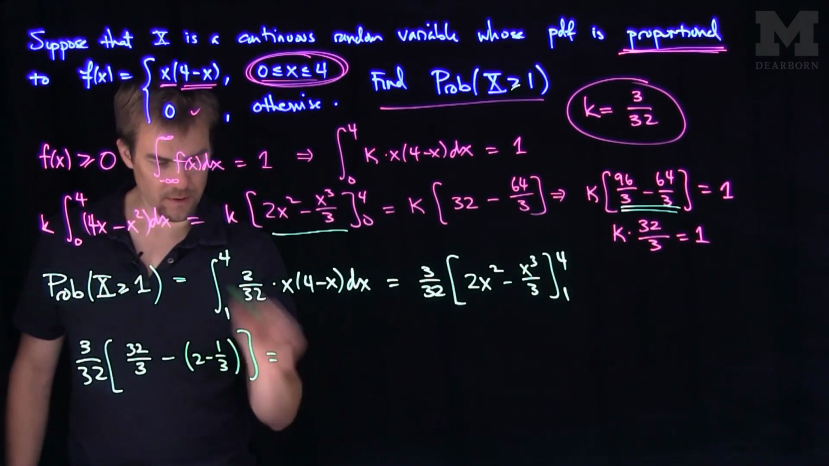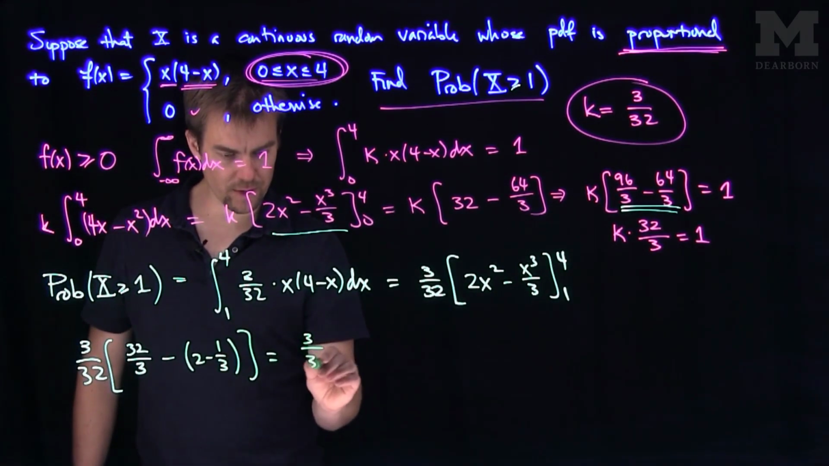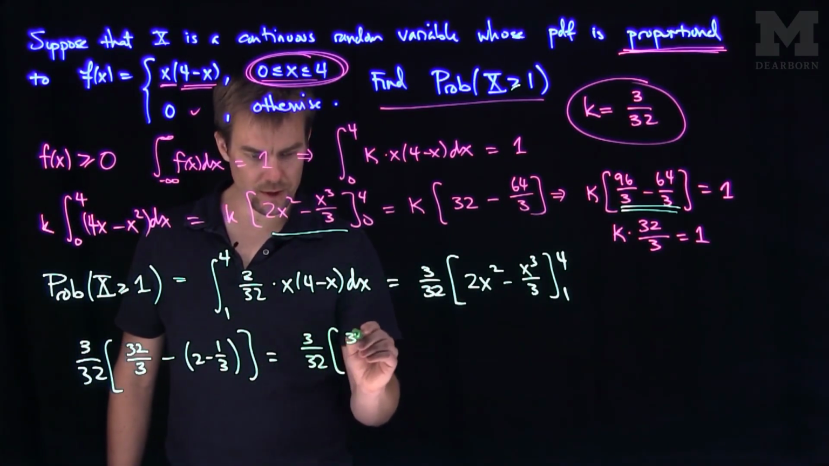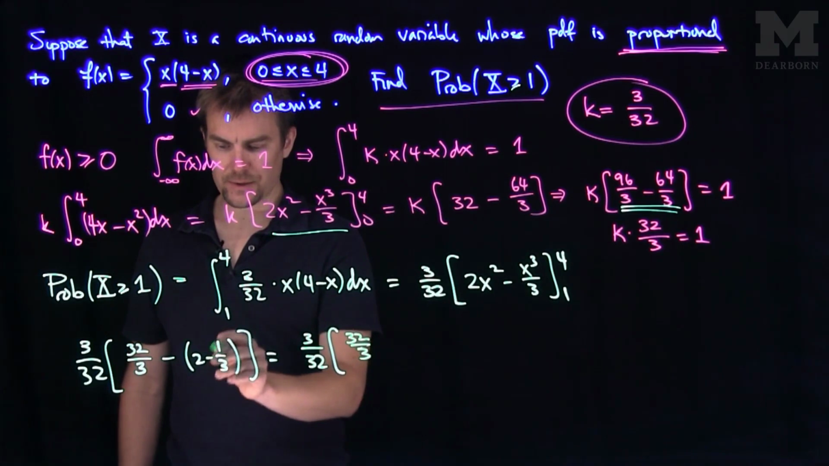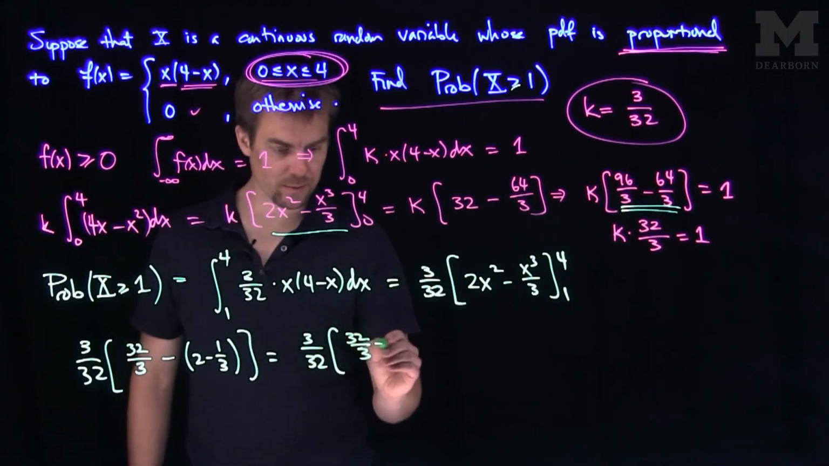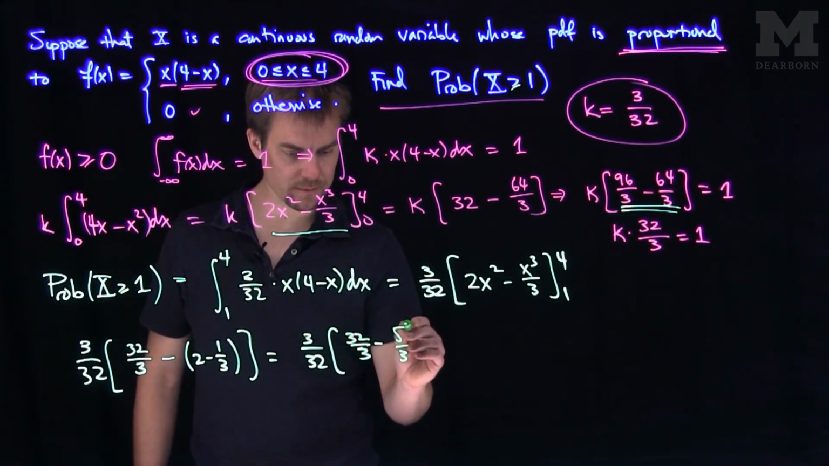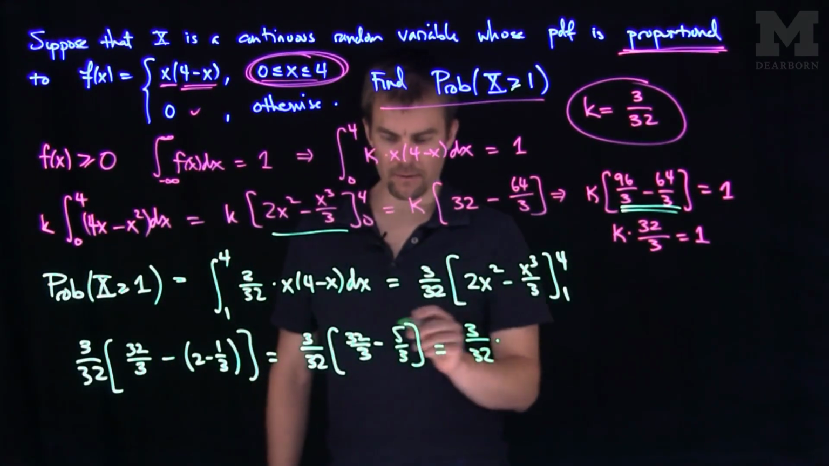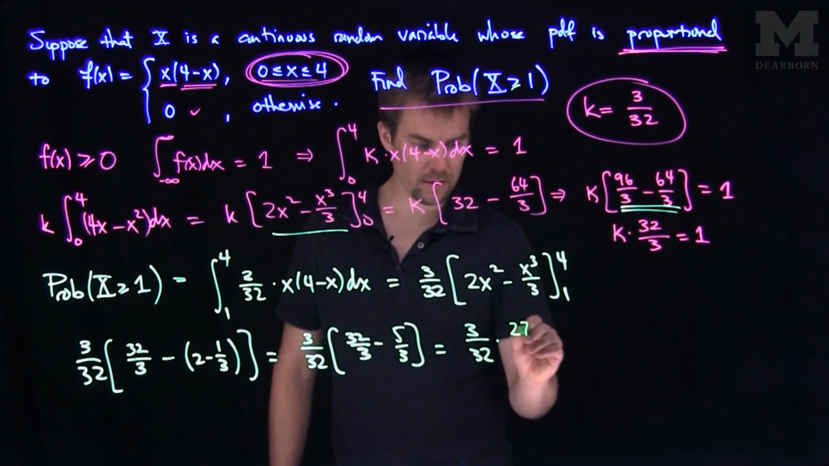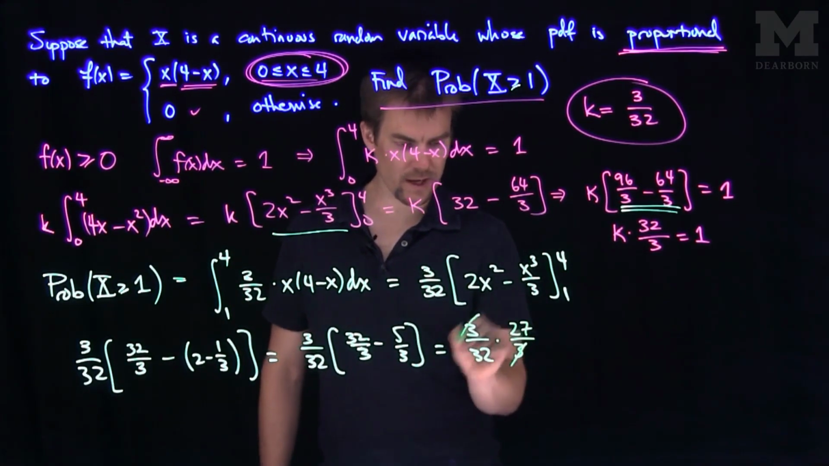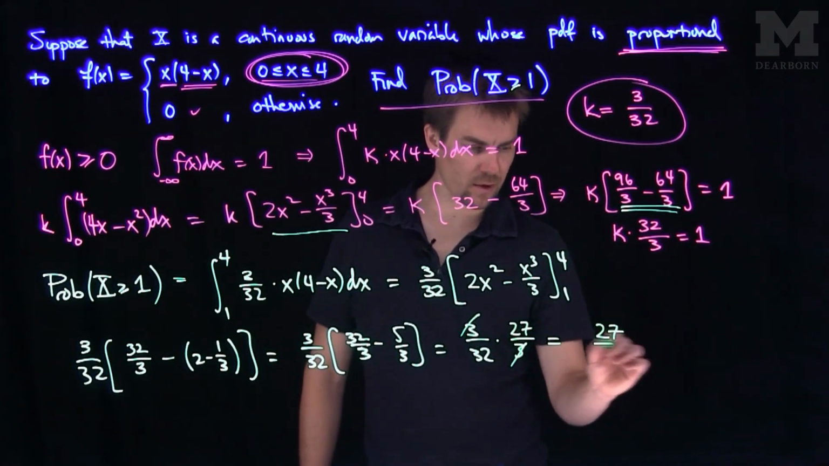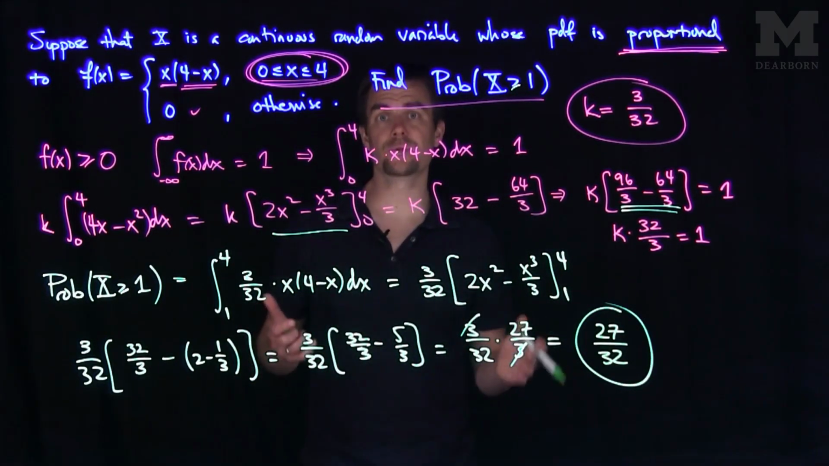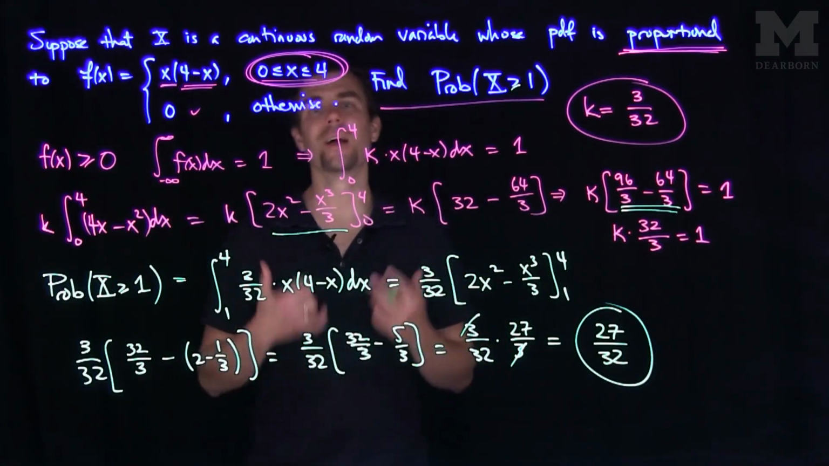So this is 3 over 32, and then this is going to be 32 over 3, and then this is going to be 5 over 3. So I have to subtract off 5 over 3 from this. So we have 3 over 32, and then that will be 27 over 3. The 3's will cancel, and we'll get a final answer of 27 over 32. So 27 over 32 is the probability that this continuous random variable X is bigger than 1. Thank you very much.